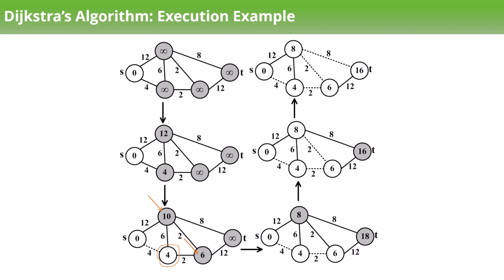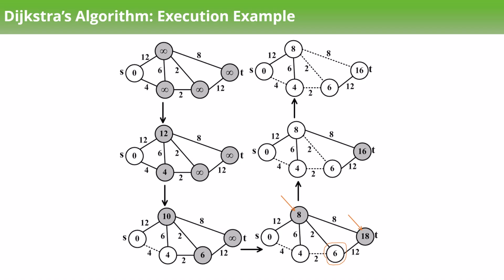Now let's calculate the distance to the bottom middle node. Current distance is 4, edge weight is 2. So 4 plus 2 equals 6, so we update it to 6. Next, again choose the smallest distance. Top node equals 10, bottom middle node equals 6, destination is infinity. Which one is smaller? 6. Therefore, the bottom middle node becomes the current node.